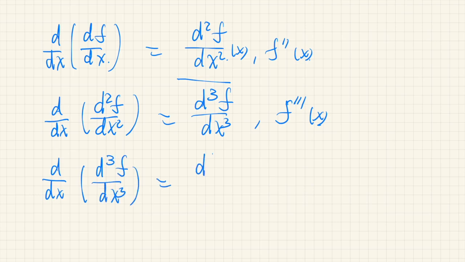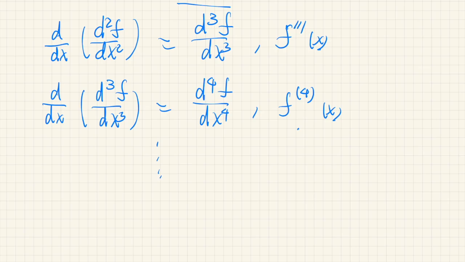And we can continue this as long as the derivative is differentiable. So this we write d4 f over dx4, or f parenthesis 4 of x. So fourth derivative or fourth order derivative, and so on. So we can continue this, and for the derivative that is obtained by differentiating n times, we write like this, dn f over dxn, or f parenthesis n of x, the nth derivative.